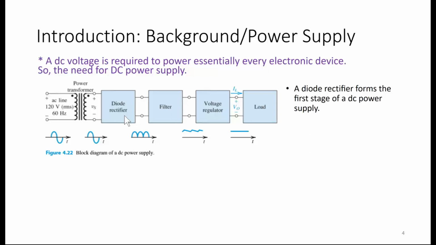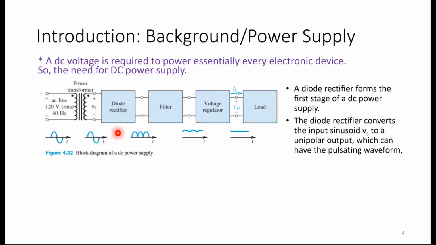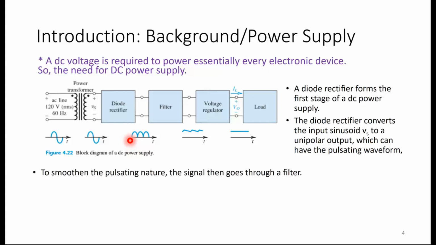Okay, you can see it. Maybe I should have a laser pointer here. The diode rectifier converts this sinusoidal wave, for example, to a unipolar output, which can have this pulsating waveform. Then to smoothen the pulsating nature, you pass it through a filter. This is not covered in our syllabus, but so that you understand where it's being used.